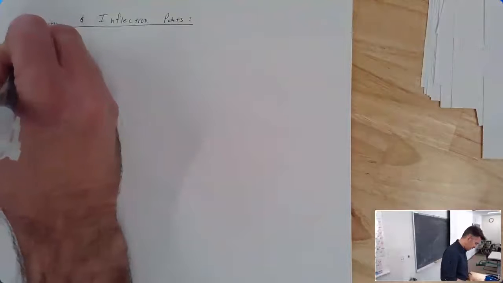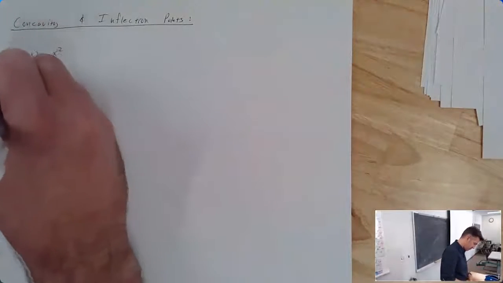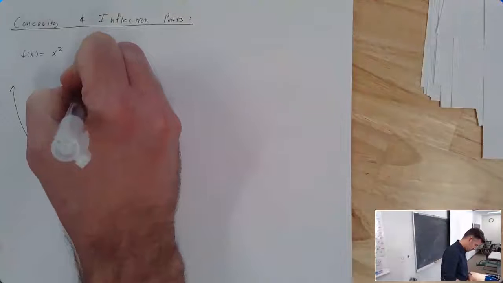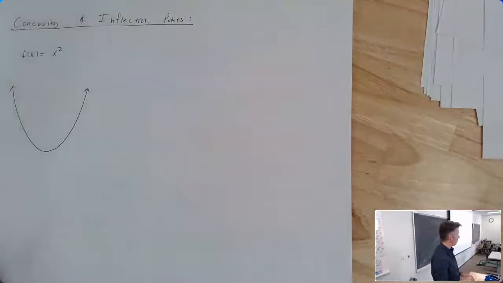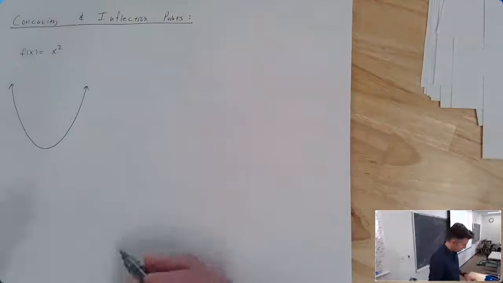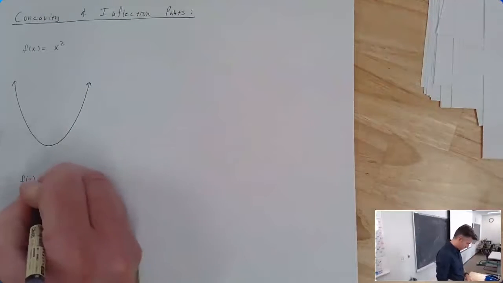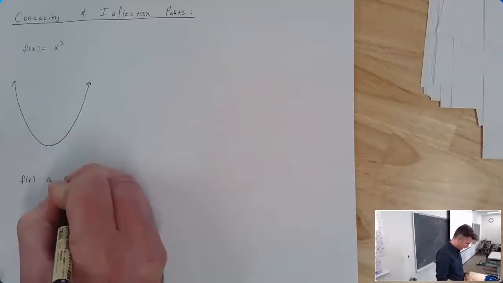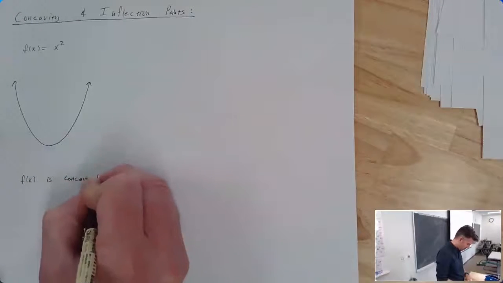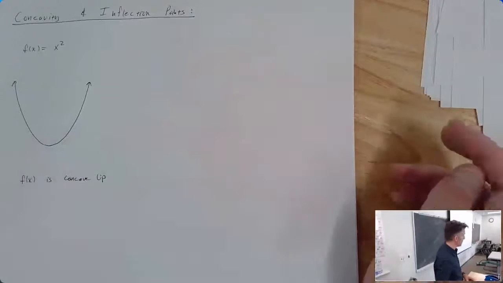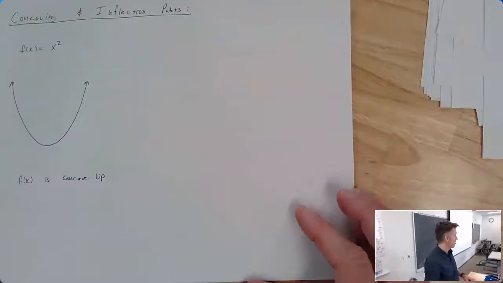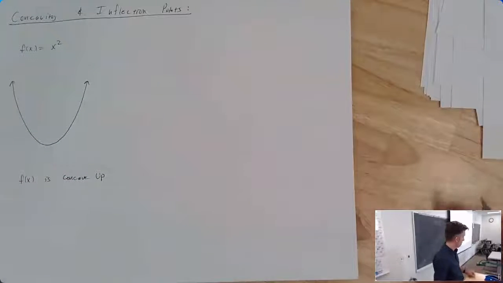Let's look at f of x equal to x squared. So here's what I want you all to see about this. I'm going to say three things about this function that are all equivalent statements. The first thing I want to point out is that f of x is concave up. Graphically, we can see this. It is opening upwards, which is what concave up means.